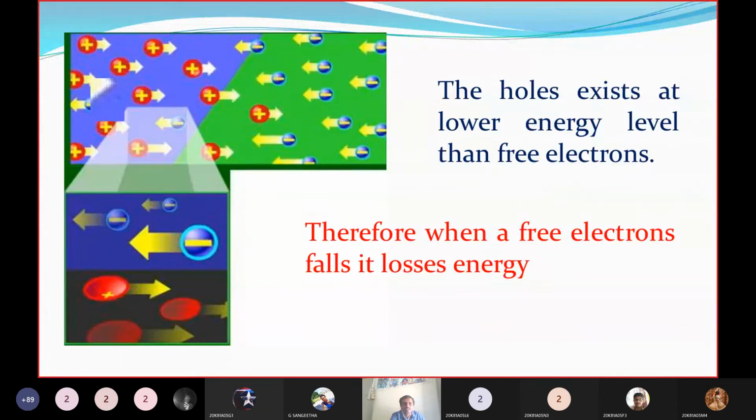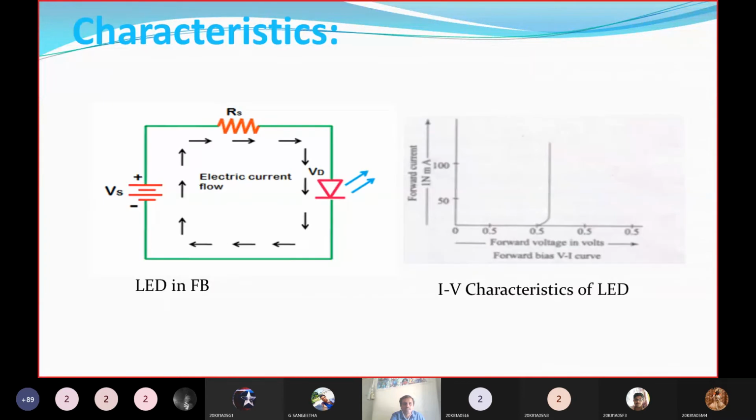Now, the characteristics of the LED. There is no reverse bias. If you connect in reverse bias, the LED does not work. So here we will discuss only the forward bias characteristics. Here we are taking the LED in forward bias. We connect the positive terminal to the P region and the negative terminal to the N region. Simply, we represent the LED like a diode.